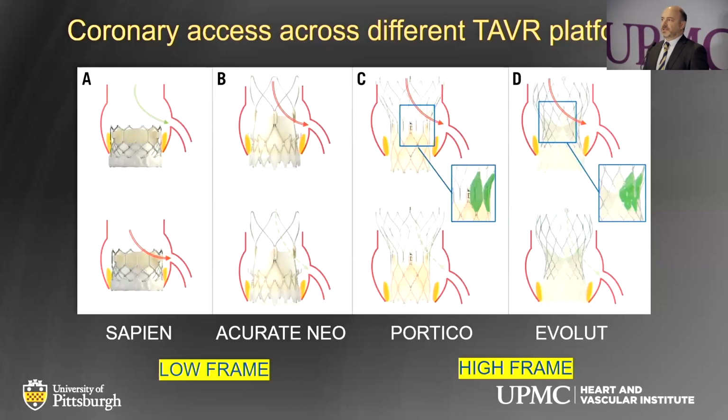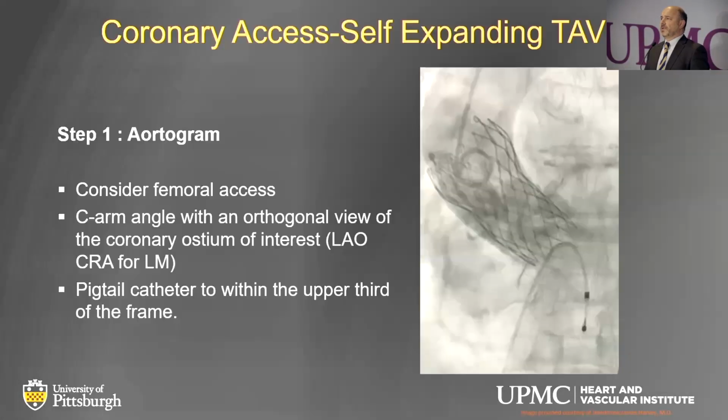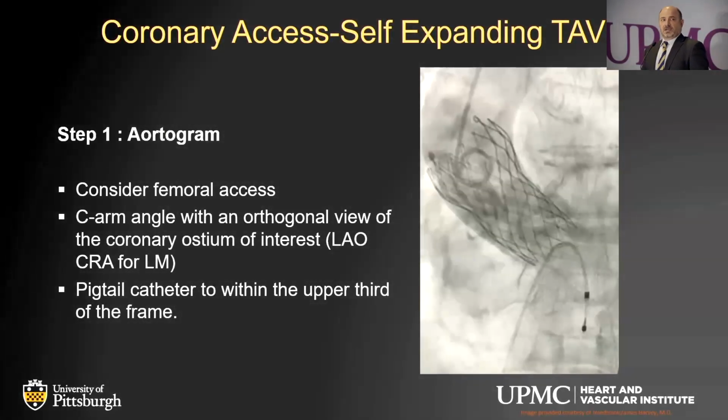And of course, there are different types of valves. Some of them have easier coronary access, and these are the low frame players, the Sapien and Accurate Neo. The higher frame players, such as Portico and particularly Evolute, with a small cell size, are somewhat more challenging. So how do you do this? Every interventional cardiologist will come across this in the middle of the night sometimes, and you have to know how to deal with this. This is something important for our fellows as well.